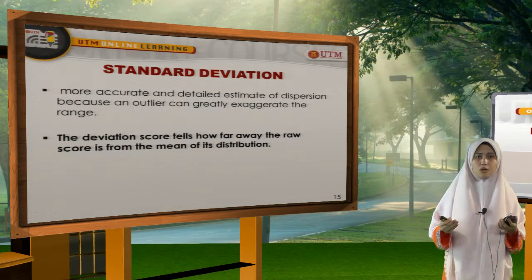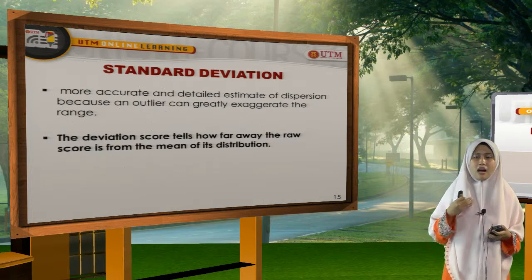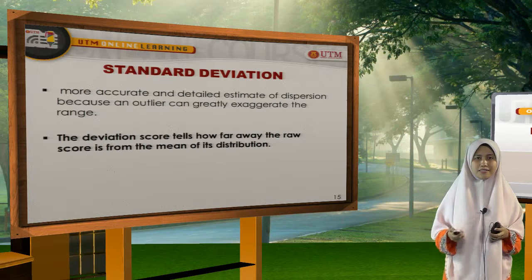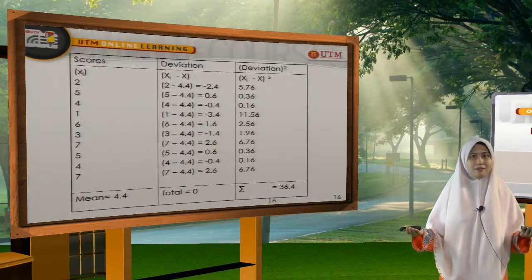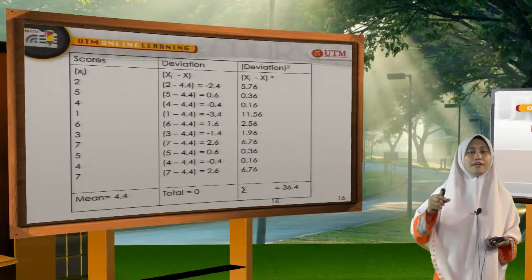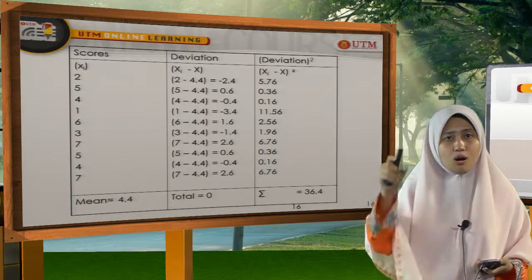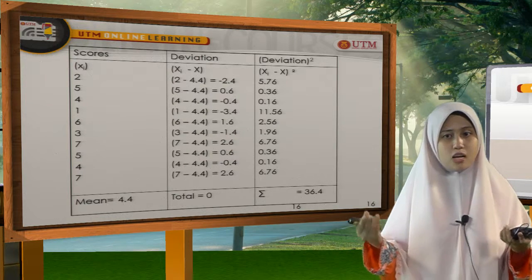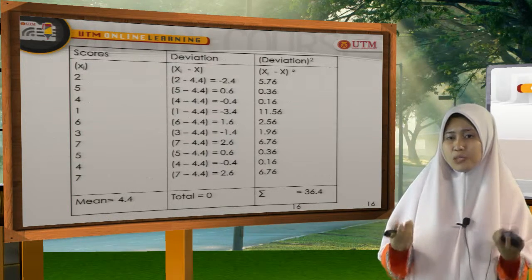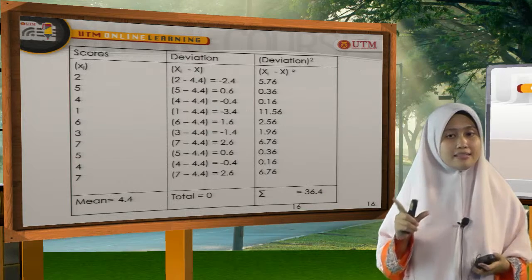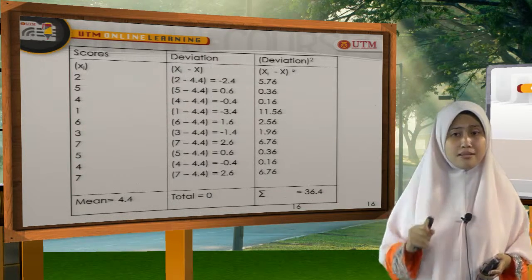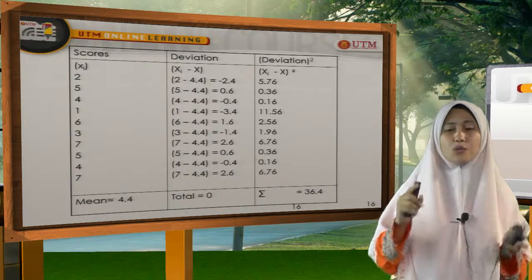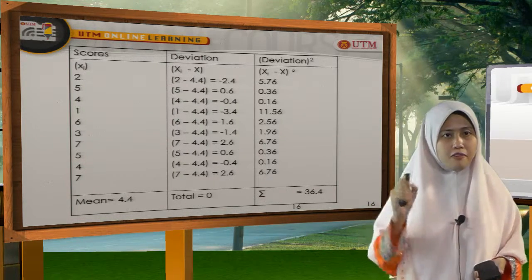The deviation score tells how far away the raw score is from the mean of its distribution. Look at the sample below. First, you find the mean value by adding all scores and dividing by the number of scores. For example, 2 plus 5 plus 4 plus 1 plus 6 plus 3 plus 7 plus 5 plus 4 plus 7. Then you will get 44. Then divide by 10. You will get the mean, which is 4.4.